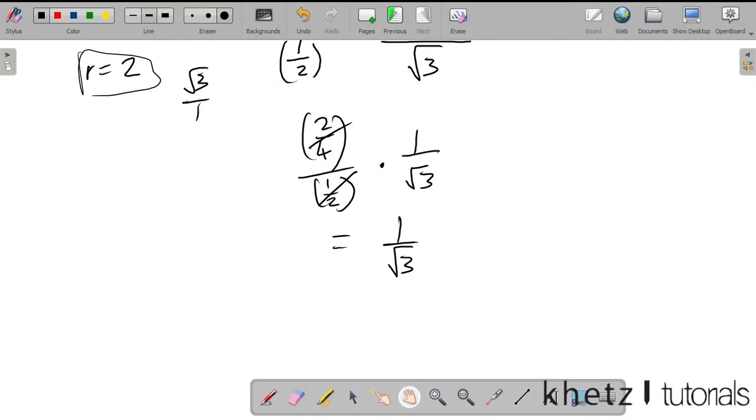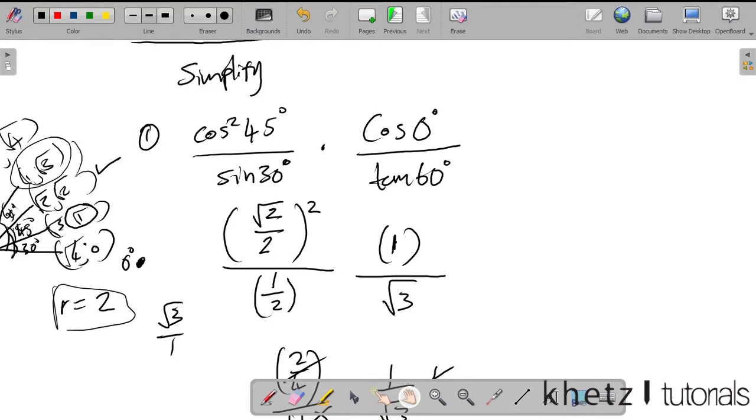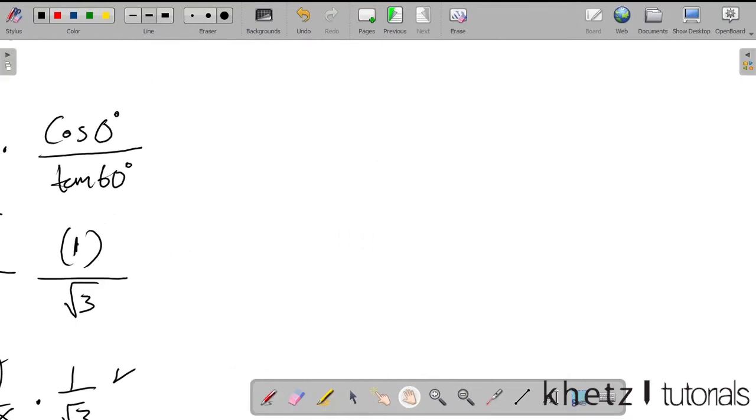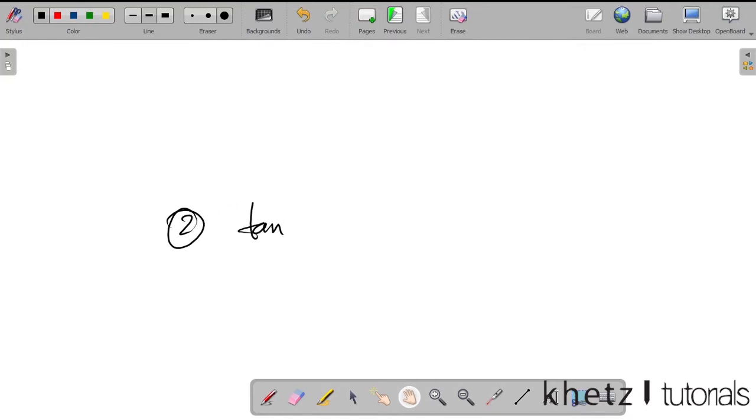If you are required to change its form, you can just multiply the top and the bottom by square root of 3, and you should get square root of 3 divided by 3, and this is basically the same thing. And that is your answer for that question, where we were asked to simplify this equation. So now we come to a second one, which is also asking us to simplify.